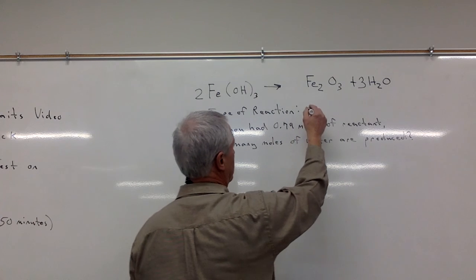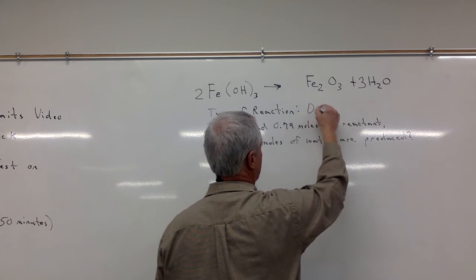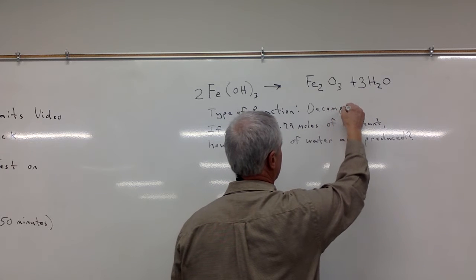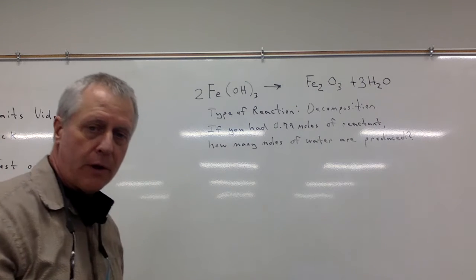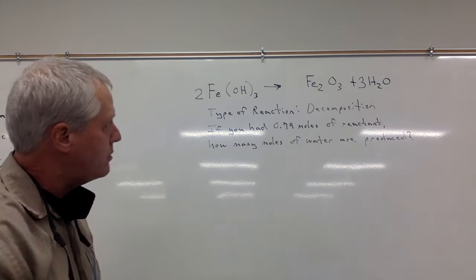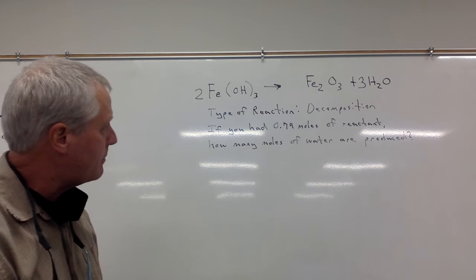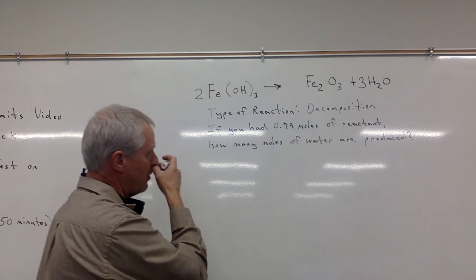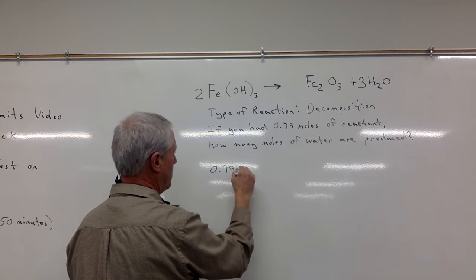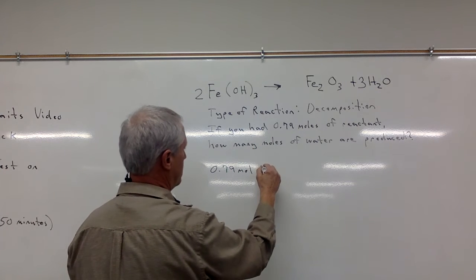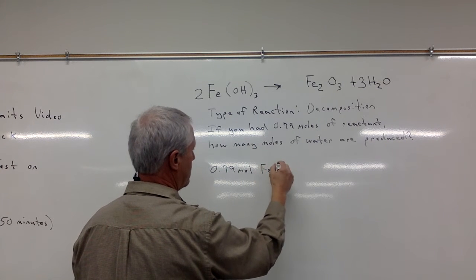Now, the type of reaction here is a decomposition, because it's starting with a reactant and it's breaking down into some products. So that's a decomposition reaction. All right, let's do our mole problem. So we know that we have 0.79 moles of the reactant, which is iron hydroxide.